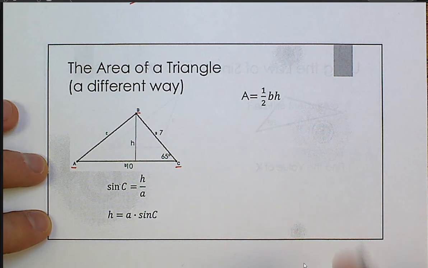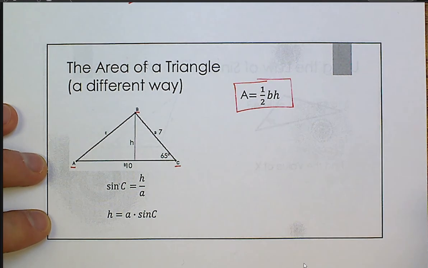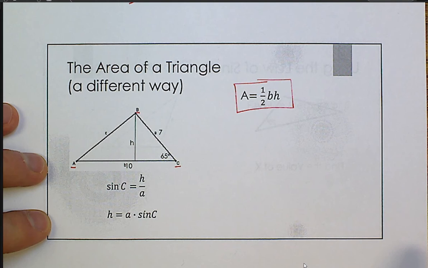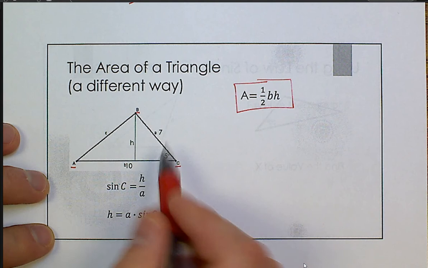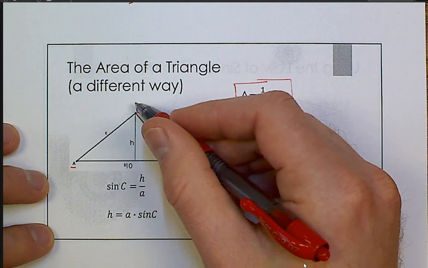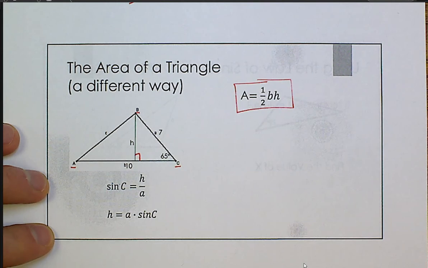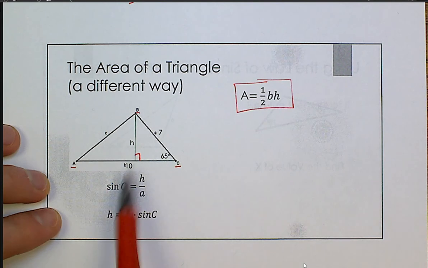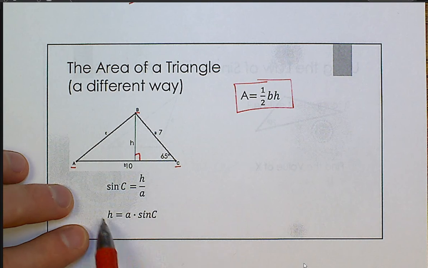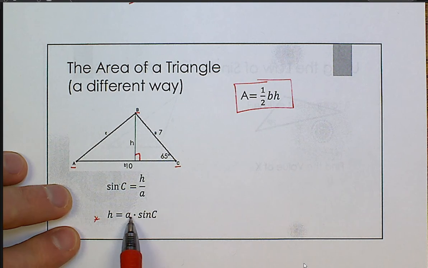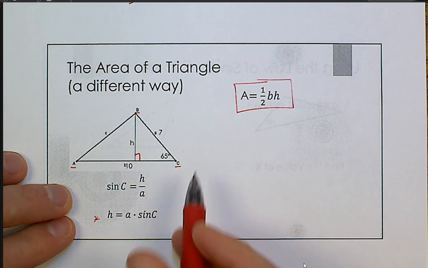Okay, so let's get right into it. That's the area formula of a triangle, right? One half base times height. When we look at this, we don't have a right triangle. This is a non-right triangle problem. We draw an h, which is the altitude. When we draw in an altitude, that's 90 degrees. What I'm trying to do here with these two equations, with this equation, h equals a times sine of C, is to find this height.